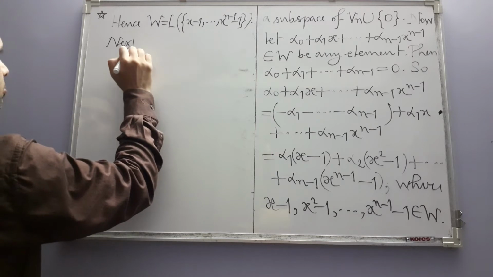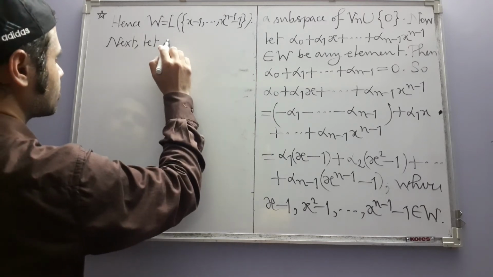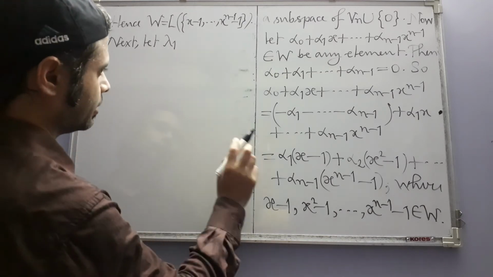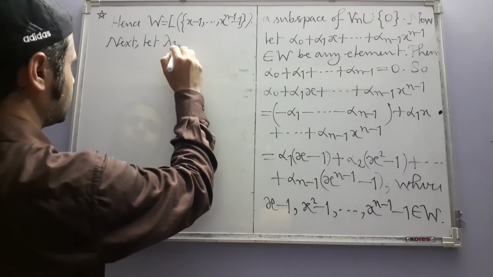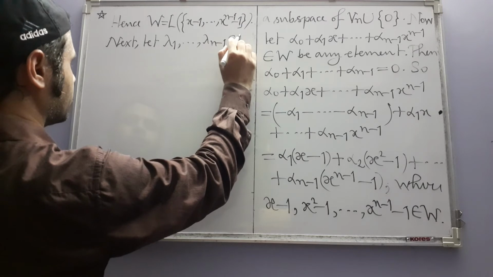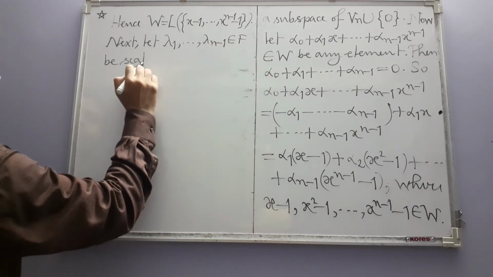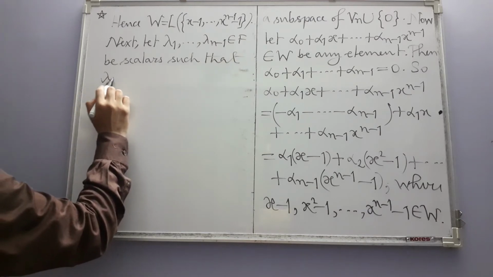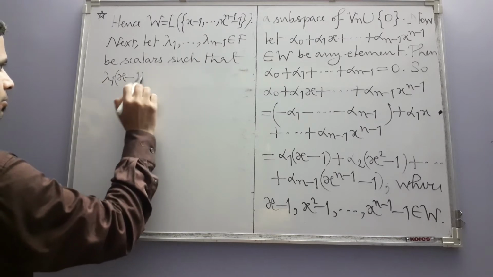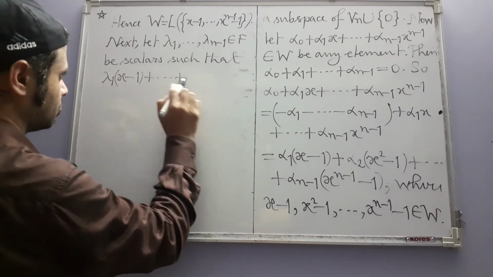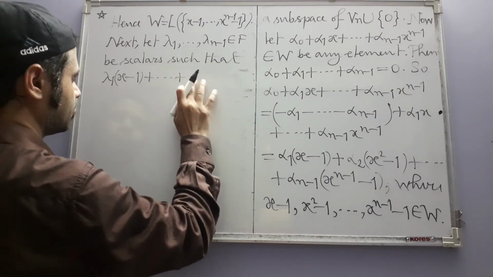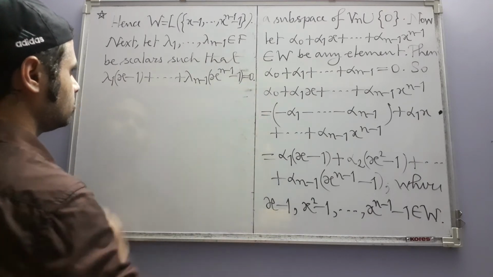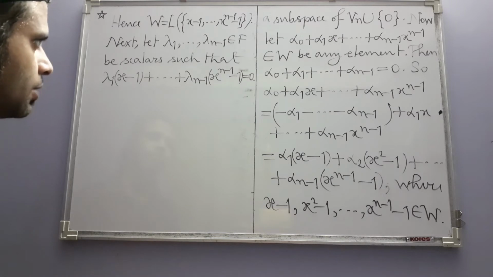Next, let lambda 1, we can take 1 here because things are starting with 1 now, through lambda n minus 1 belonging to F be scalars such that lambda 1 times x minus 1 plus lambda 2 times x square minus 1, which is there somewhere just after this, and so on, is equal to 0. Our aim now is to, of course, prove that all the lambda i's are 0.